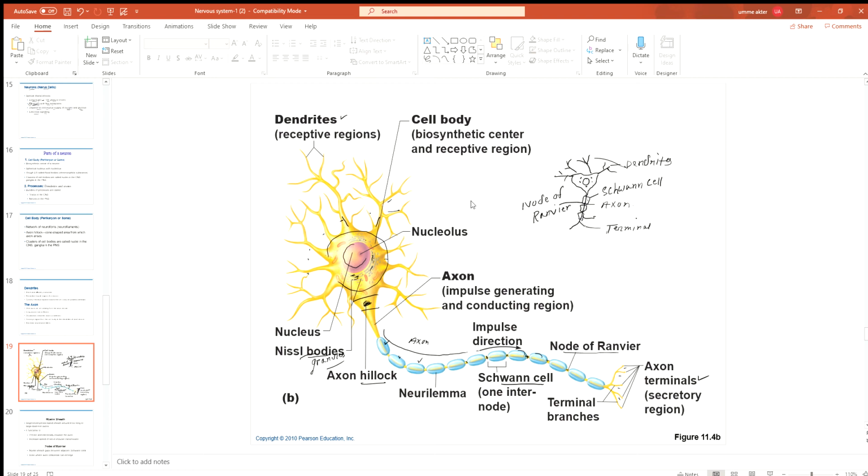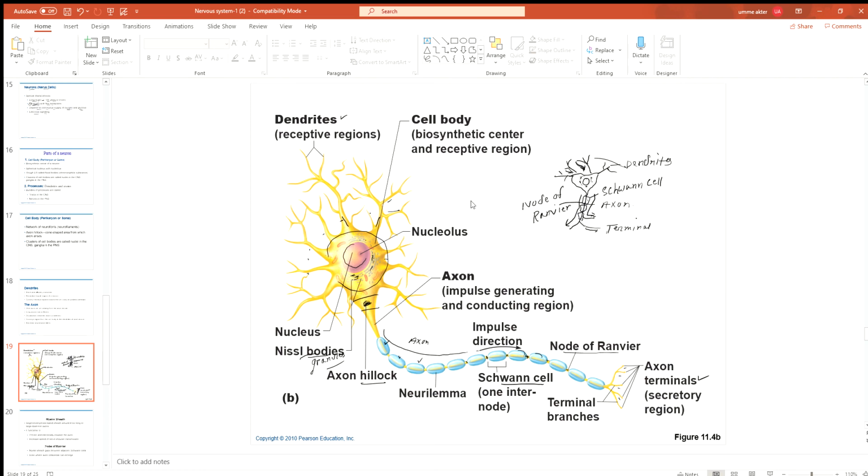Now, one thing is very important here, that dendrites bring the electrical signal into the cell body. So electrical signal travels this way through the dendrite, enters into the cell body, then the cell body will process the signal, and through the axon the electrical signal will get out from the cell body. So electrical signal will get out through the axon.